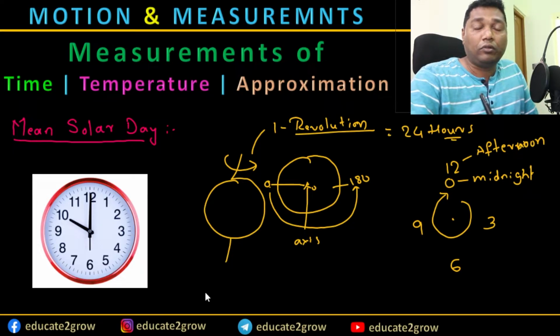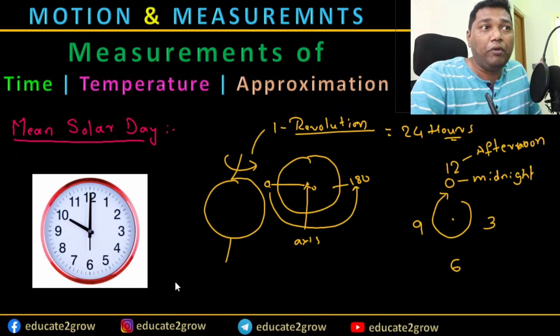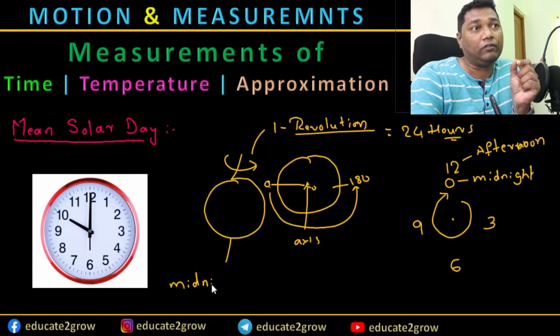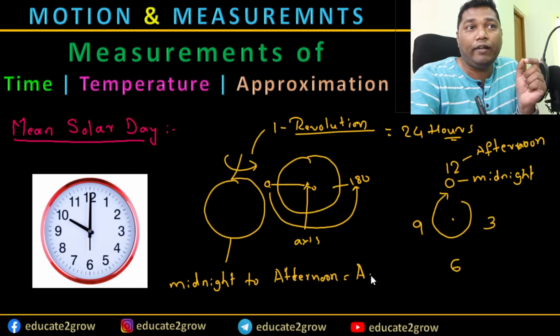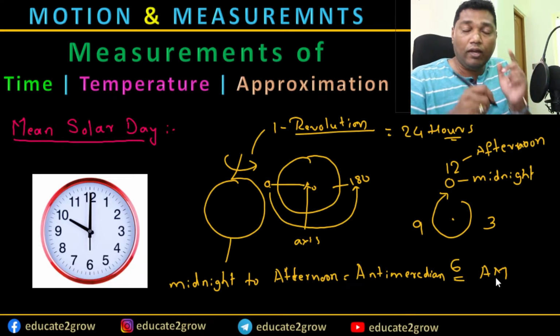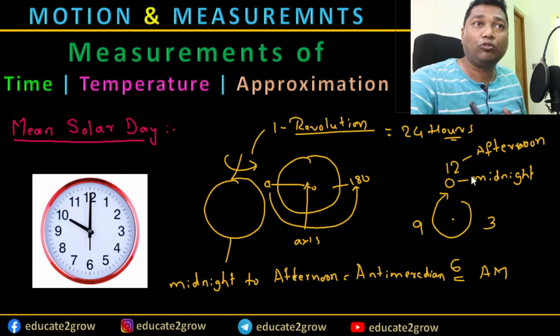So my point here is, the journey from midnight to afternoon is called anti-meridian, and this is called AM. The journey starts from 12 and runs through the next 24 hours.